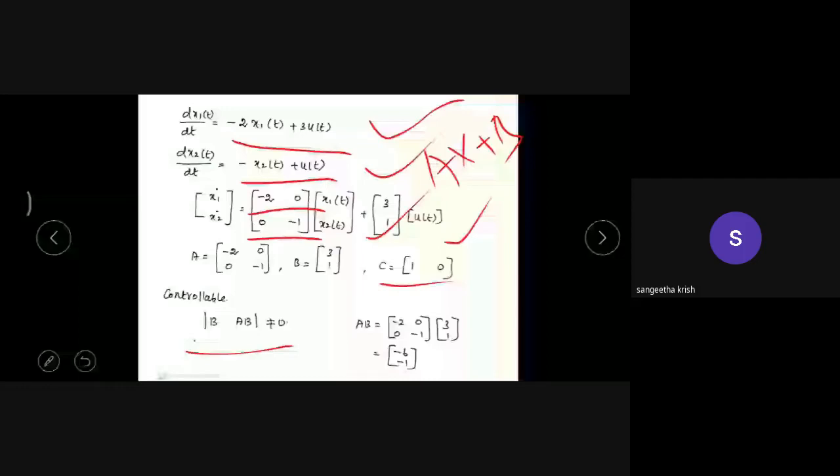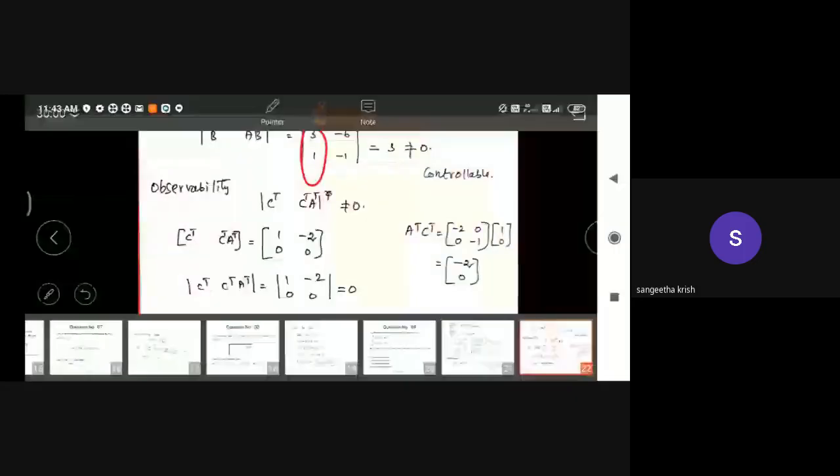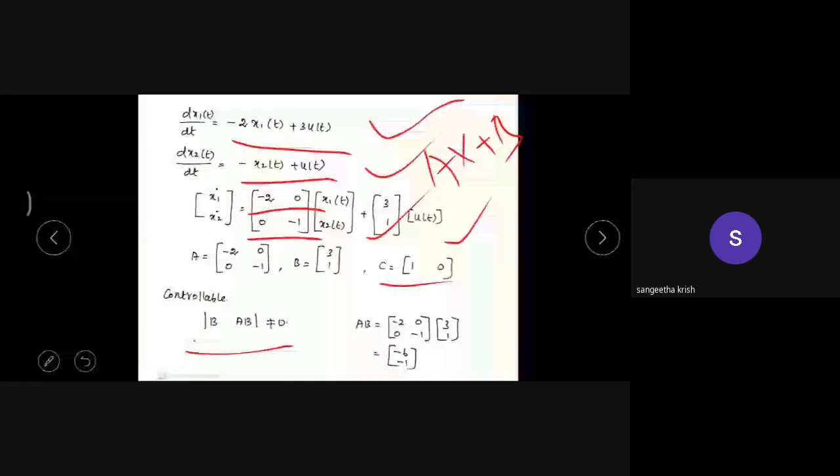Okay, take the B element. What's the B element? B matrix here is 3 and 1. The next element should be AB. Multiply A matrix with the B matrix. A matrix is always a square matrix, B matrix is always a column matrix, so the solution will always be a column. After multiplication of AB, I am getting minus 6, minus 1. Just bring that value and keep it here.